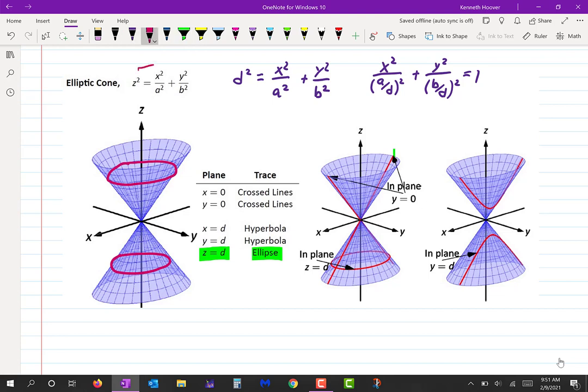Now, obviously, or I guess it's obvious in this equation, if you swap the x squared and the z squared, then this thing is going to open up along the x-axis instead of the z-axis. If you swap the z squared and the y squared, it'll open up along the y-axis instead of the z-axis. There's lots of different possibilities of orienting this.